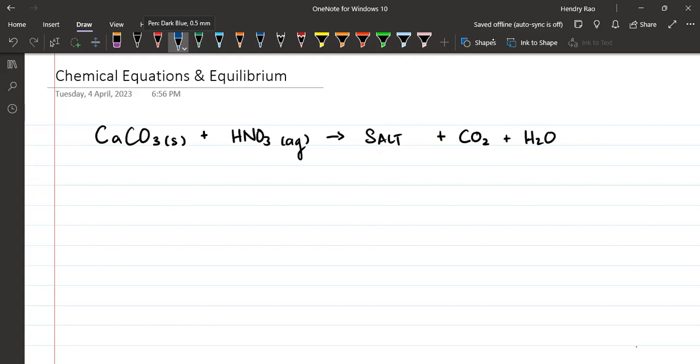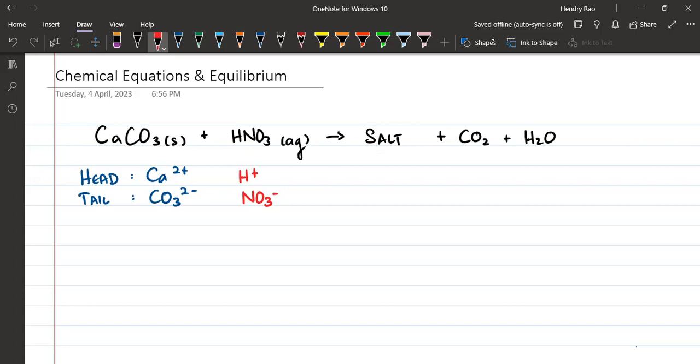Now, in this case, I'm using calcium carbonate. The head of calcium carbonate is calcium, which comes in a charge of 2+, and the tail, which comes in the charge of CO3, 2-. Likewise, for the acid, I have the head, which is positive, H+, and also the tail, NO3-.